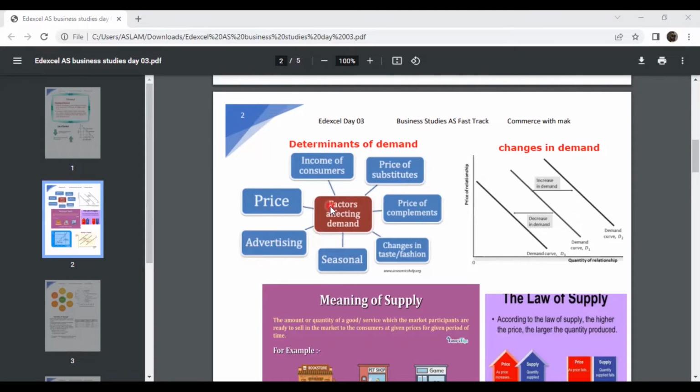So here, in factors affecting demand, they have given price, so I will cut this. This should be price of other products, not price. Price won't determine here.